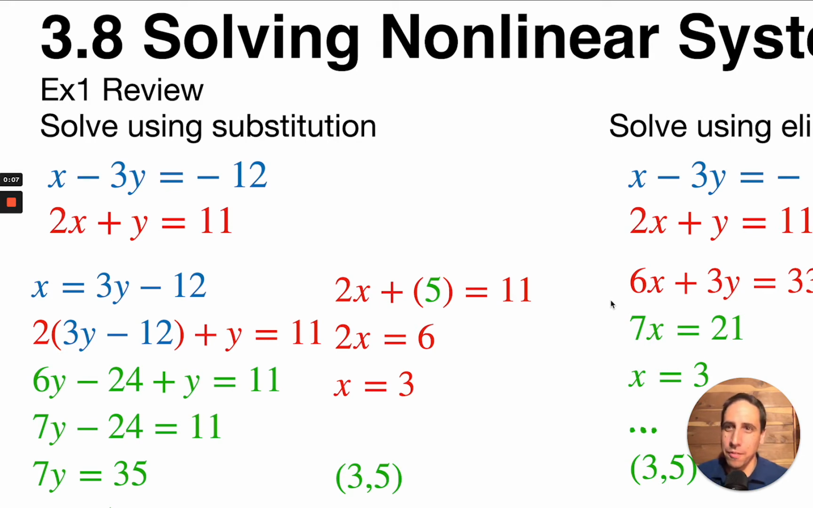Let's do a little bit of review. We're going to solve using substitution. You remember blue equation, red equation. Here we go. It looks like this. I can see x, and I think what I can do is get x all by itself. So I'm going to add 3y to both sides to get this new version of the blue equation.